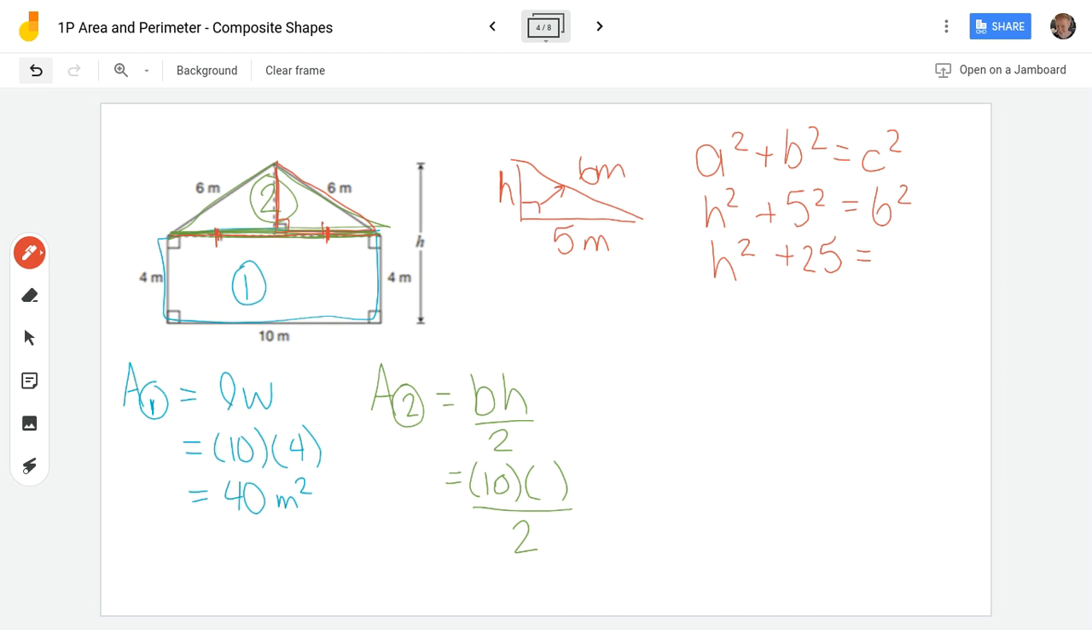5 times 5 is 25. 6 times 6 is 36. Now I'm adding that 25 to h squared, so I'm going to subtract it so that I can bring it over to the other side. And if I do that on the left side, I have to do that on the right side. So I'm left with h squared on the left side, and 36 minus 25 on the right side will give me 11. So h squared is 11, but then I still need to get h by itself. So to undo that square, I have to square root, which means that h is the square root of 11.